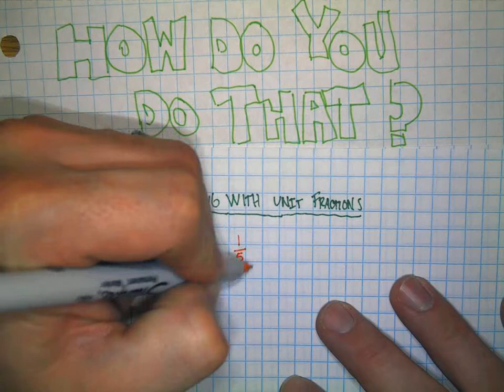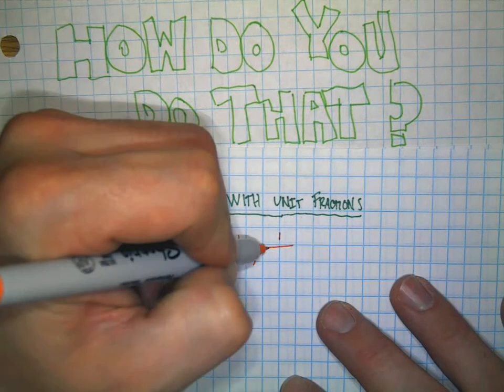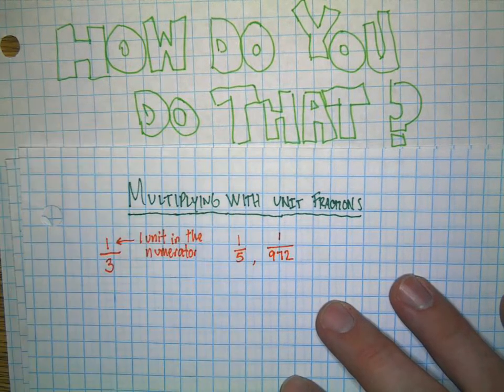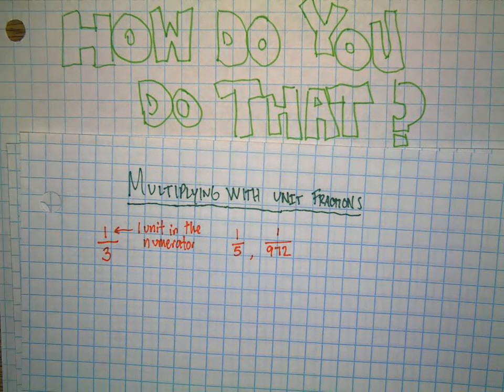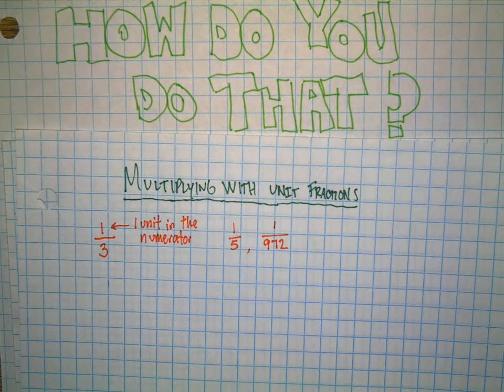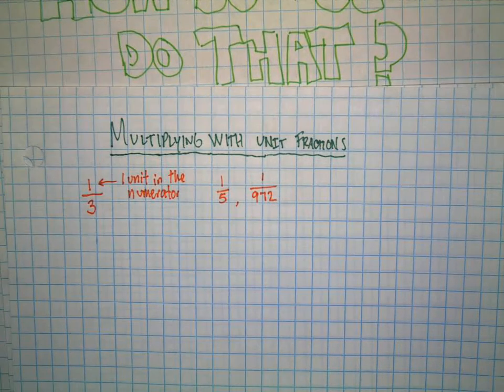So 1/3 could be a unit fraction. 1/5 can be a unit fraction. 1/972. It's still a unit fraction because it's focused on exactly 1 unit. So, using that kind of concept, we're going to go into, well, how can we multiply by a unit fraction?